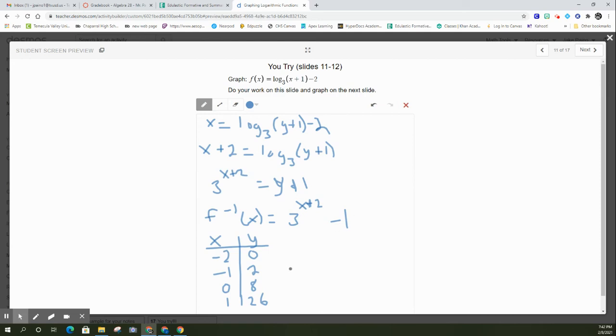Now if I flip those tables, what does my new one become? Back for the original f of x, I'm going to get 0, 2, 8, and that's -2, -1, 0. That's what I'm going to be graphing.